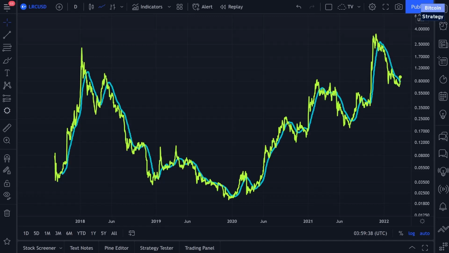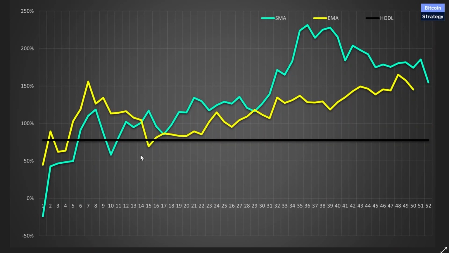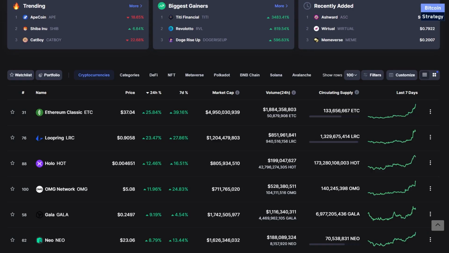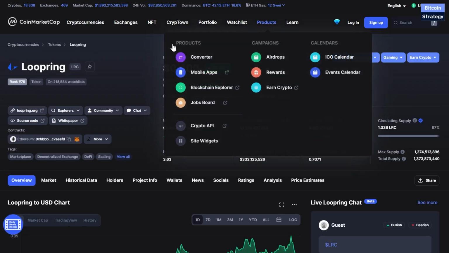We are discussing the LRC token and looking at statistically significant moving averages, as in we're looking at data on how to trade the Loopring token. Why are we looking at LRC? Because it is one of the top performing cryptocurrencies in the last 24 hours. It's the second best performing crypto. Loopring is currently performing quite impressively.